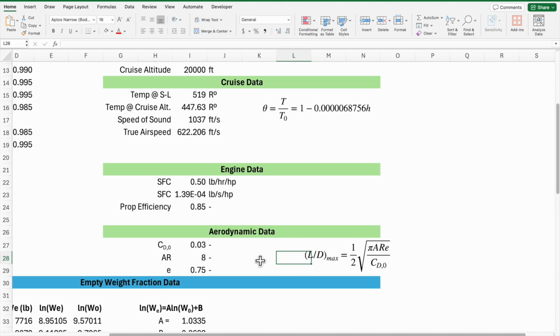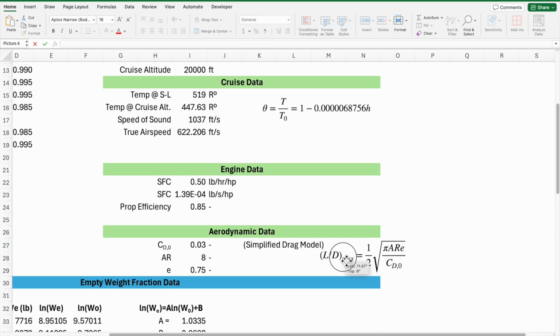Now, if we assume a simplified drag model, maybe I can write that up here, then we can approximate the maximum lift-to-drag ratio as 1/2 times the square root of this parameter here, pi times the aspect ratio of our main wing, times this e term, which is our span efficiency, or Oswald span efficiency. I've just approximated that as 0.75 for now. We can calculate that more accurately later on.